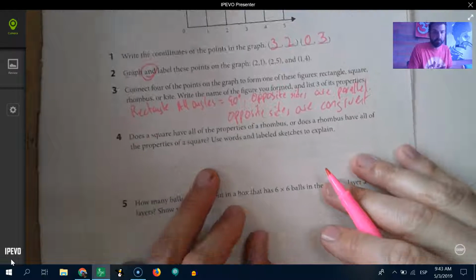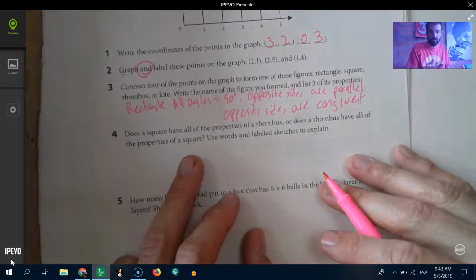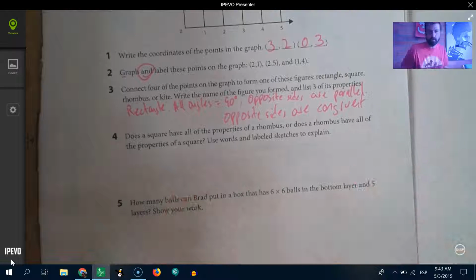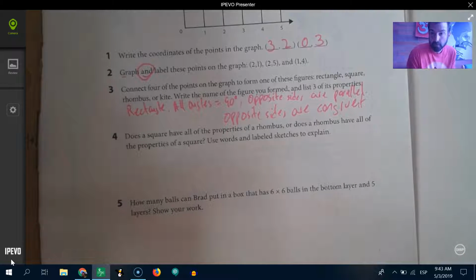All right, number 4, does a square have all the properties of a rhombus, or does a rhombus have all the properties of a square? This is great. This is good stuff. This is exactly how you're going to know by this answer whether you understand the hierarchy or not. So remember, the hierarchy starts at the very top with polygons, and then quadrilaterals, and then it starts breaking apart. It's like trapezoid, with parallelogram, and then kind of goes down, down, and down. So we have the rhombus, which is over here, and then we have the square, which is the very last one. So which way does it go?